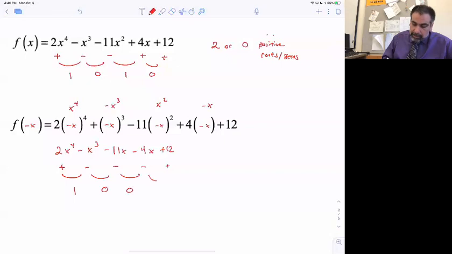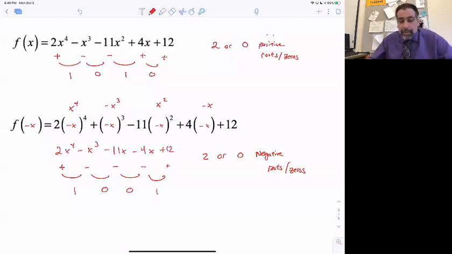So we're seeing that this one has 2 total sign changes. So there will be 2 or 0 negative roots or zeros. Now that makes a little bit of sense. We knew the maximum number we could have was 4. So if we had 2 here and 2 here, that would give us our maximum number. So from here, we're now going to start the guess and check process.